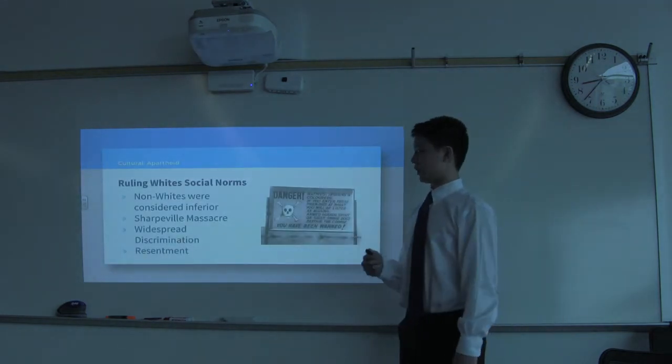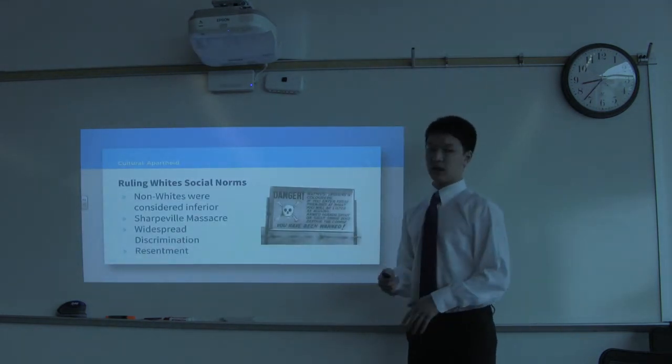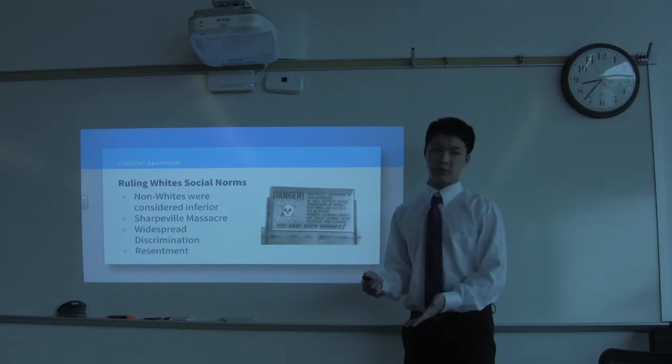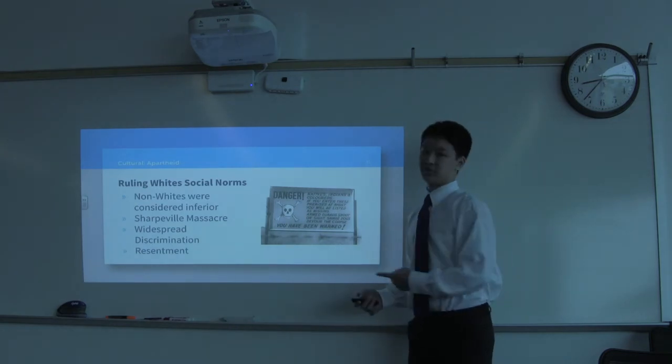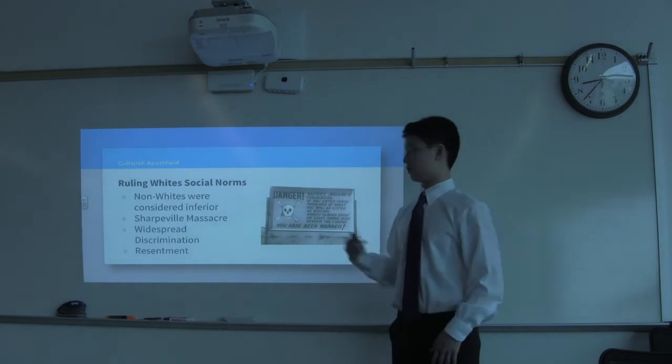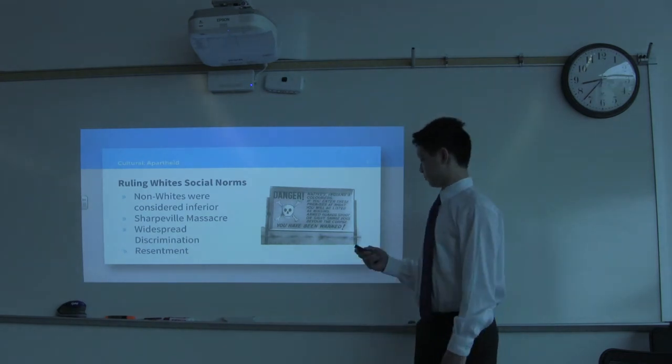And you also have apartheid, where the ruling white elites had a social norm in which non-white colored people were inferior. This led to the Sharpeville massacre and widespread discrimination. This all happened because of the white social norm.